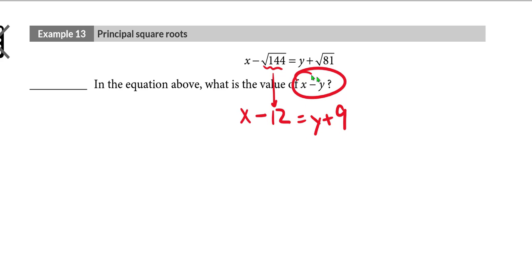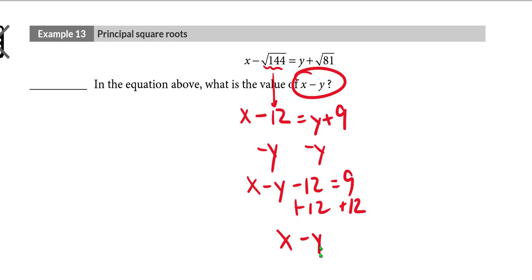They want x minus y, so I'm going to go ahead and subtract y from both sides. So I get x minus y minus 12 equals 9. Add the 12, add the 12. I get x minus y equals 9 plus 12 is 21. This is a no calculator question. Don't use your calculator. x minus y equals 21. That's what they were asking, and we are done.